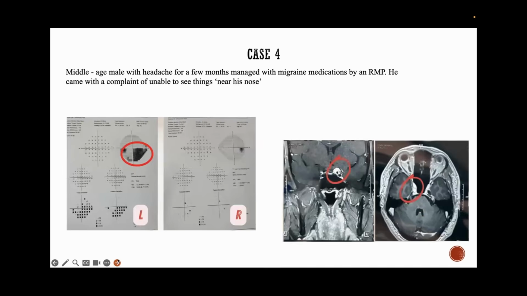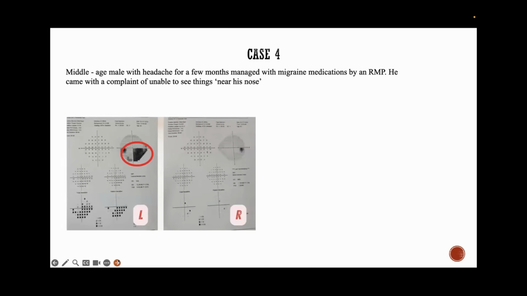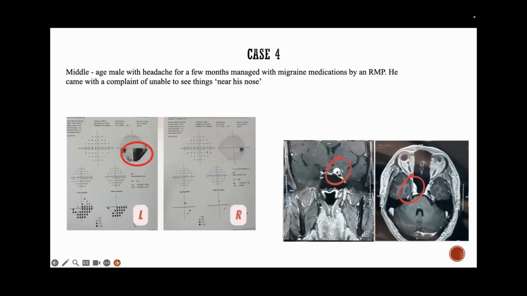I did the visual field and as you can see, definitely a left inferior nasal scotoma is there. I picked it up, ordered the neuroimaging, and there it is, a sphenoorbital meningioma sitting in the brain, probably growing for a couple of months. And finally, we were able to pick it up and refer to the neurosurgeon.